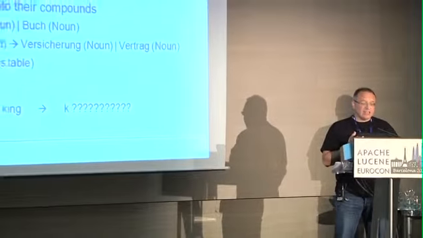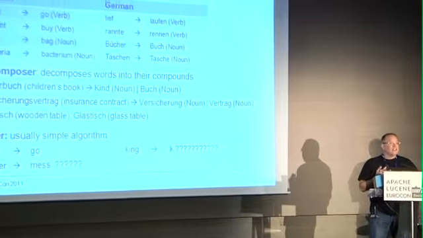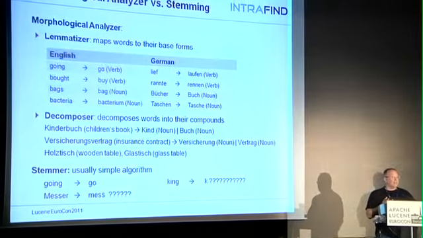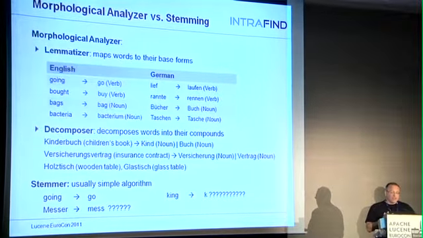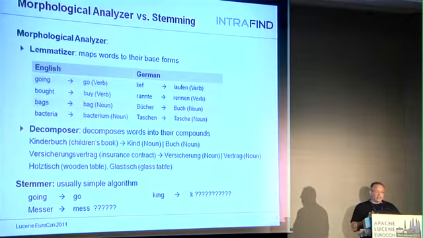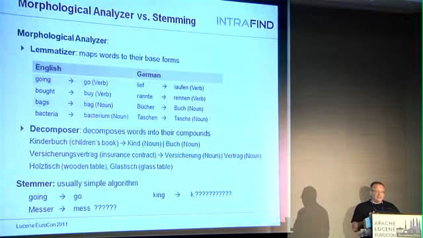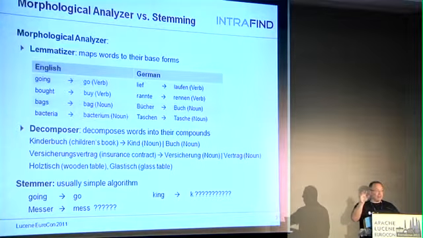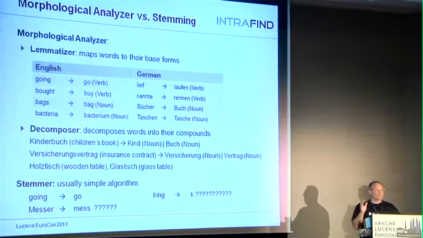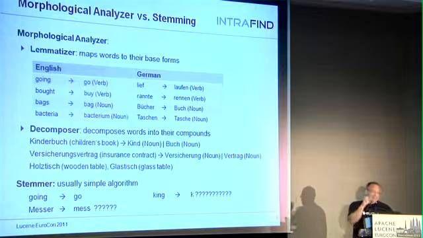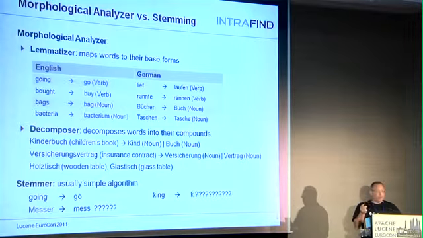So, a morphological analyzer, what does such a component do? How does it compare to stemmers which are available for free as open source in Lucene? A morphological analyzer consists of 2 components. You have a lemmatizer component that maps inflected forms of words to their base forms, and it also produces word categories. Like in the example here for English, going maps to go, and it additionally says it's a verb. So it's like a part of speech tagger.